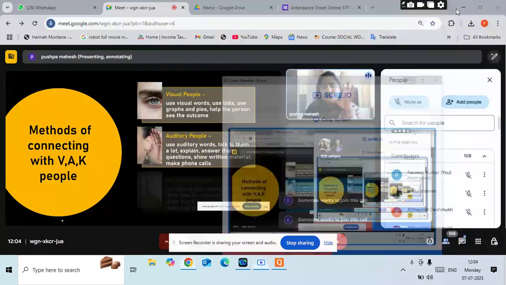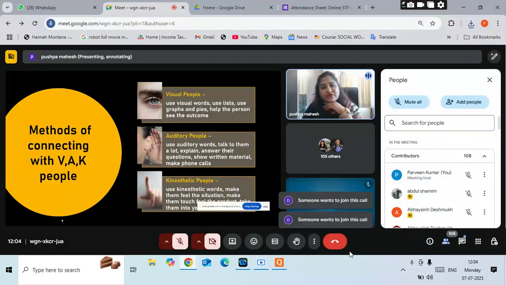I've just given you one or two slides on this: methods of connecting with visual people, auditory people, and kinesthetic people. When you understand that your opponent is a visual person, they'll give much more of themselves. They dress like they want all diagrammatic representations.